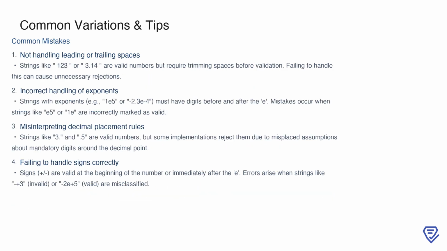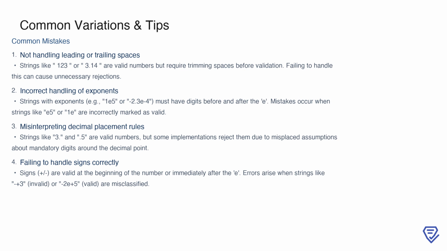One common mistake when validating numbers is failing to handle leading or trailing spaces. For example, strings like " 123 " or " 3.14 " are valid numbers, but they need to be trimmed of spaces before validation. If this step is neglected, your implementation might incorrectly reject valid inputs.